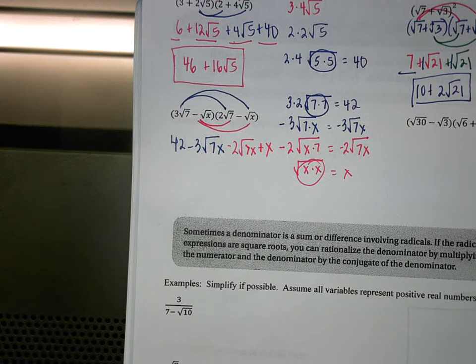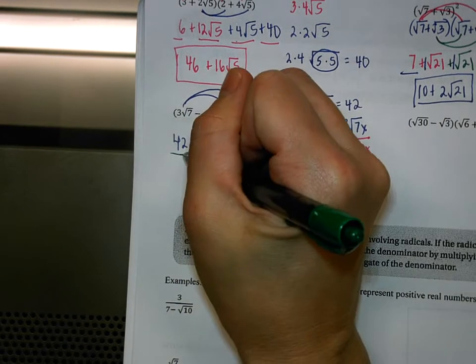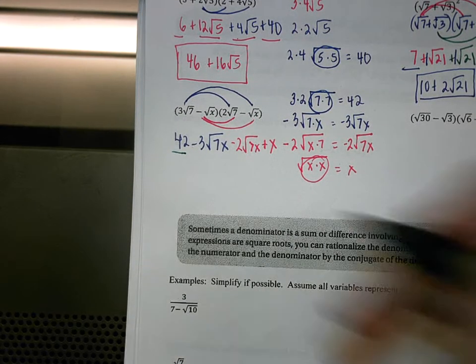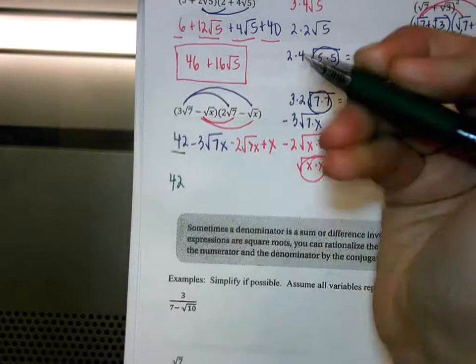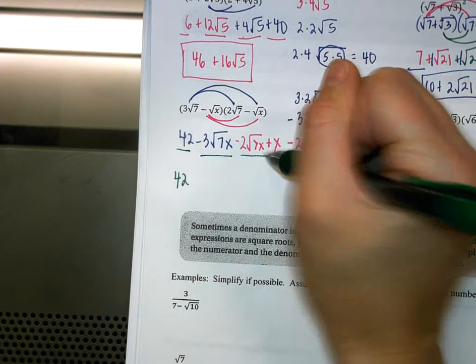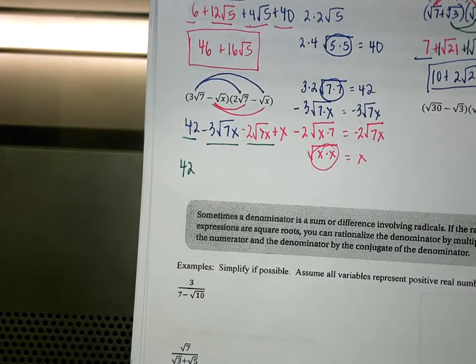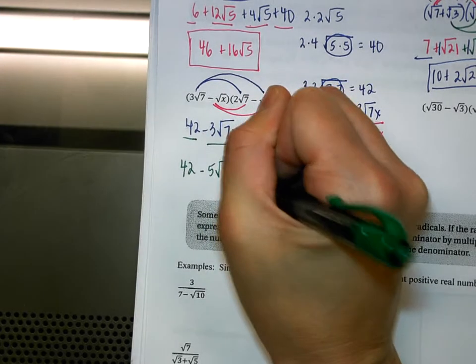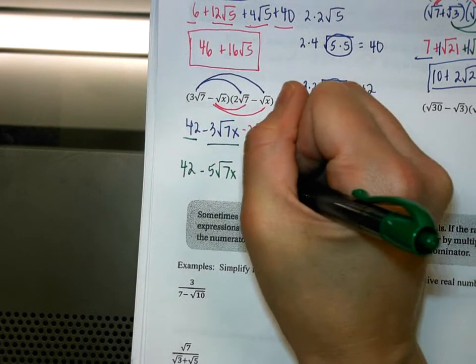So now we're going to combine like terms. When I go through here, 42, are there any other whole numbers that match? Nope. So we just have 42. And then I have this negative 3 root 7x and a negative 2 root 7x, and that would make what? Very good. Negative 5 root 7x. And then lastly, I just have plus x.